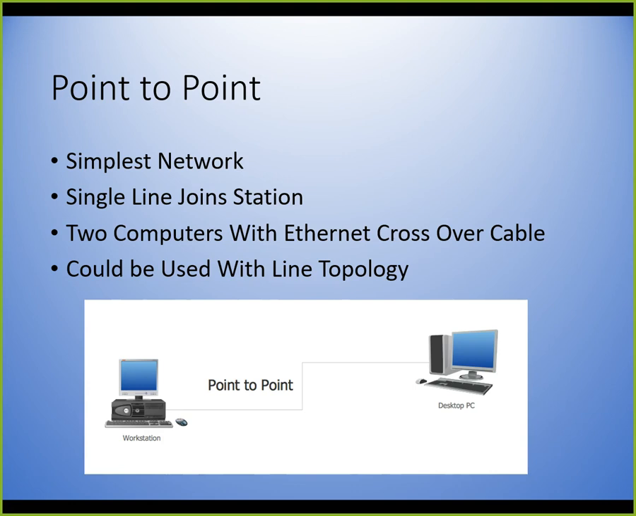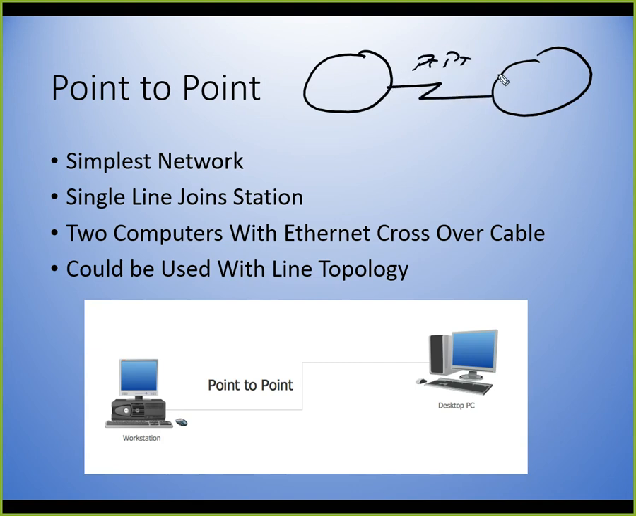Point-to-point is something that's used in wide area networks also. If we have two routers at two different locations and we connect these together, this is going to be a point-to-point connection, and it uses a point-to-point protocol, PPP. On the back side here we would have our LAN, and we would have our LAN. So we have a point-to-point connection, the simplest: two computers with Ethernet and a crossover cable, could be used with the line topology, connect one to the other. Could be used to connect two sites together, two different cities together, two different anythings together.